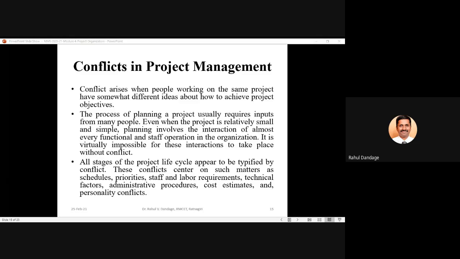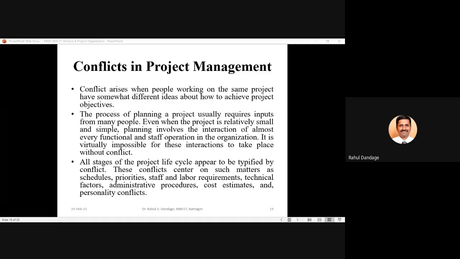So that's why conflict management and negotiations for resolution of conflicts is an important aspect of any project management. Conflicts arise when people working on the same project have somewhat different ideas about how to achieve the project objectives. So everybody has different views, everybody has different viewpoints. The process of planning a project usually requires inputs from many people. Even when the project is relatively small and simple, planning involves the interaction of almost every functional and staff operation in the organization. It is virtually impossible for these interactions to take place without conflict.